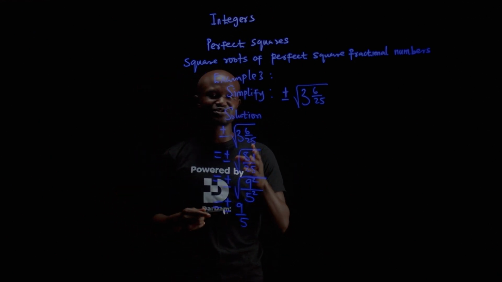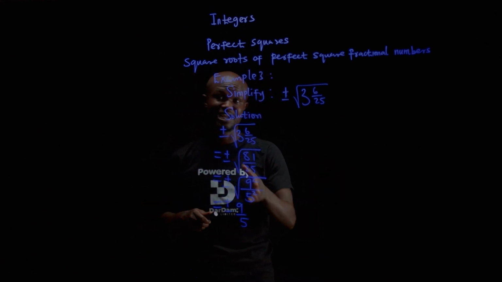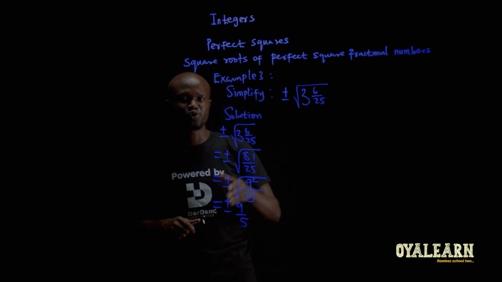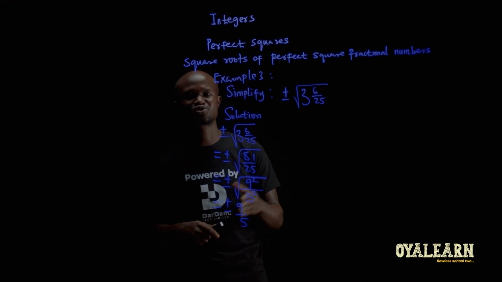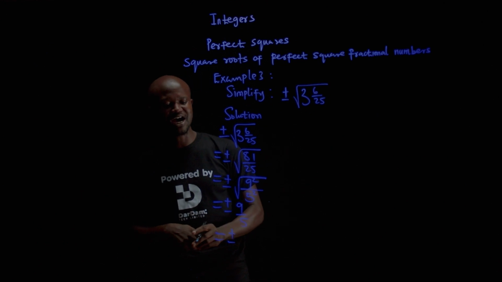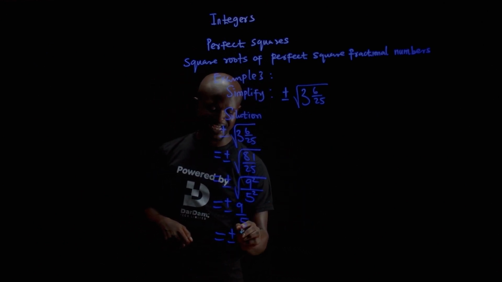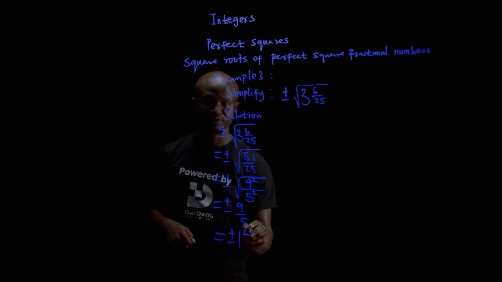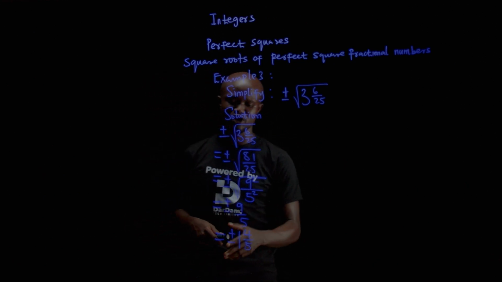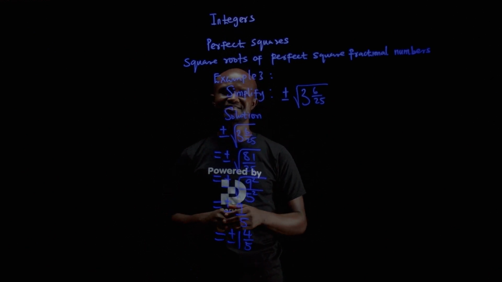In mathematics, it is not proper to leave your answer as an improper fraction. When you have an improper fraction, you have to convert that result to a mixed number. Plus or minus, what do we have? 9 divided by 5. How many 5s will you see in 9? 1. Remainder what? 4. Divided by 5. So now the answer is plus or minus 1 whole number 4 over 5. That is the answer to the problem.